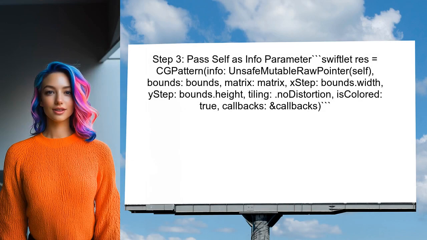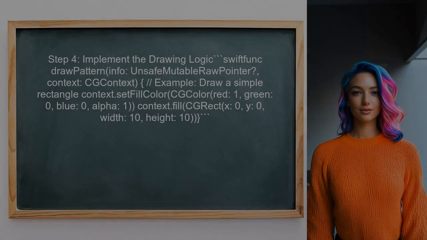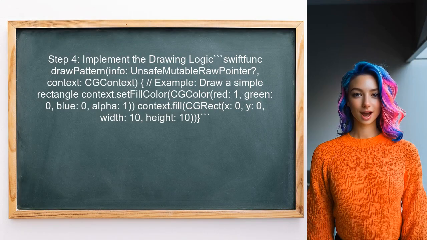Now, the user needs to pass the correct value for the info parameter when creating the CGPattern. This is where we pass self, allowing the drawing function to access properties of the class. Finally, the user should implement the drawing logic inside the draw pattern function. This is where the actual pattern rendering will take place using the provided context.